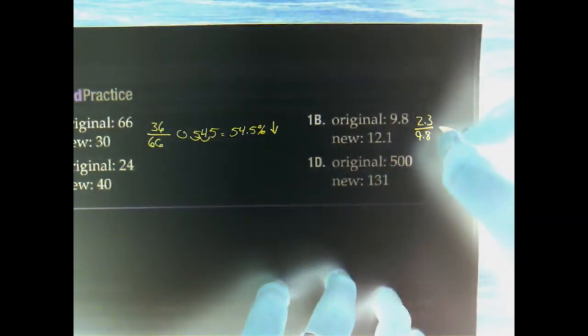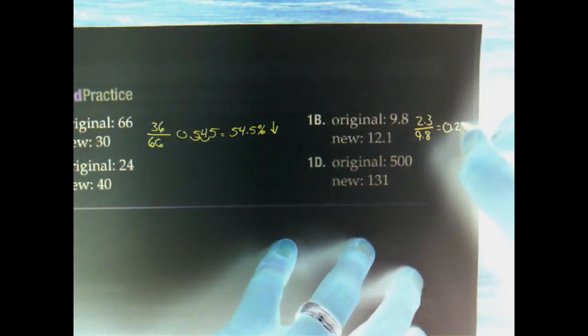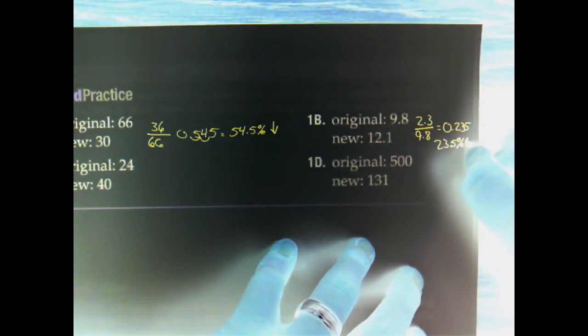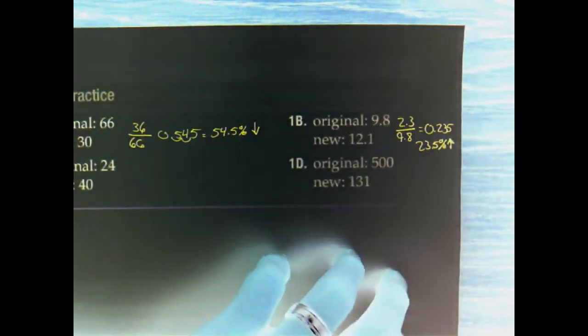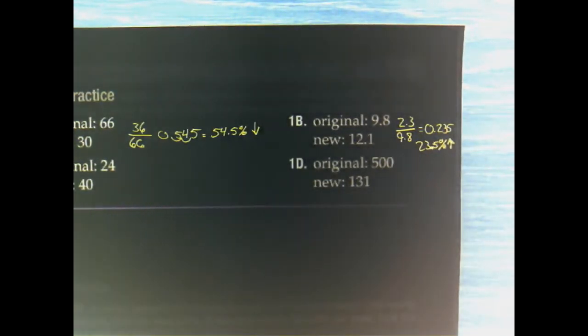And you end up at, if I round to the nearest thousandths place again, I have 0.235, which is a 23.5% increase. I don't know if you can see that. I'm getting kind of crowded over there. 23.5% increase.